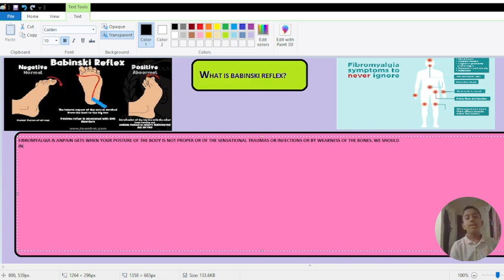So these three have the same symptoms, and some of them can be cured, and some of them are easier to explain and understand. So the Babinski reflex is used for fibromyalgia and multiple sclerosis.